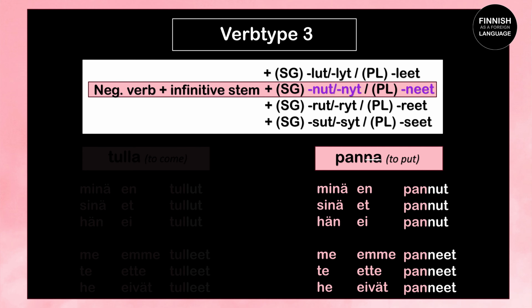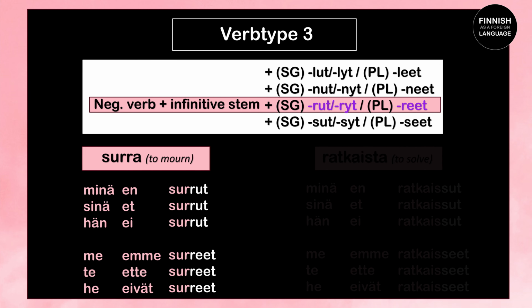Let's do two more examples. Suura, meaning to mourn. Our infinitive stem is sur, so that means we need the ending rut and red here. Minä en surut. I didn't mourn. Sinä et surut. You didn't mourn. Hän ei surut. He or she didn't mourn. And the plural forms. Me emme suureet. We didn't mourn. Te ette suureet. You didn't mourn. And he eivät suureet. They didn't mourn. So for the singular forms we use here the rut ending, and for the plural forms we use the red ending.